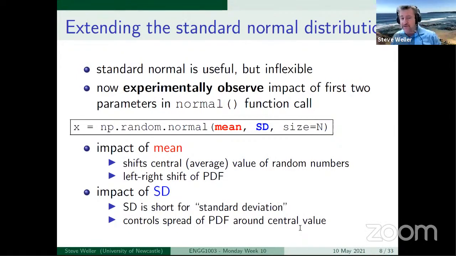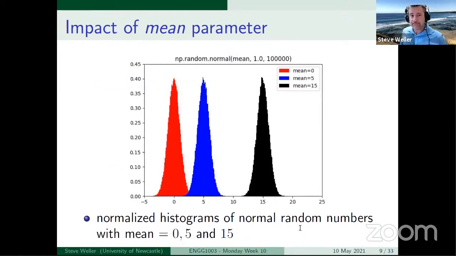And so those two parameters, I've used color here to highlight them. We're going to experimentally observe what the impact of changing those two parameters is. Here's the impact of the mean parameter. So if you look in the title of this image that I'll show you here, and I'll give you the code for generating this image on the very next slide.